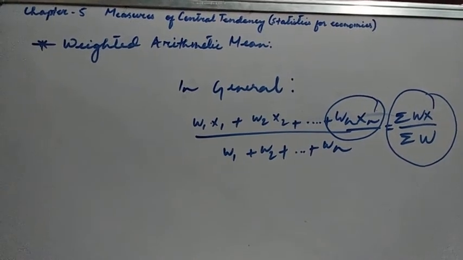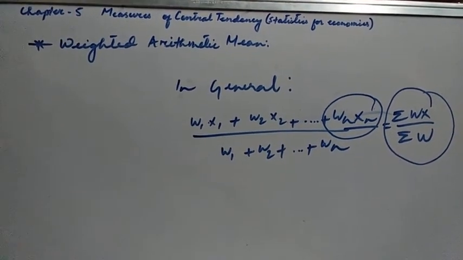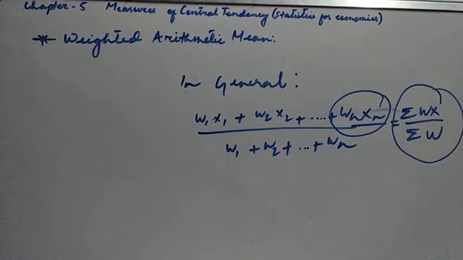With that, we have come to the end of the arithmetic mean discussion. Next class, we will discuss median and mode.